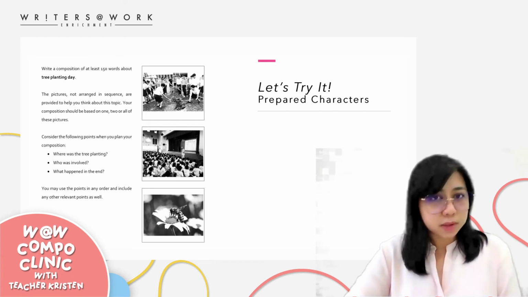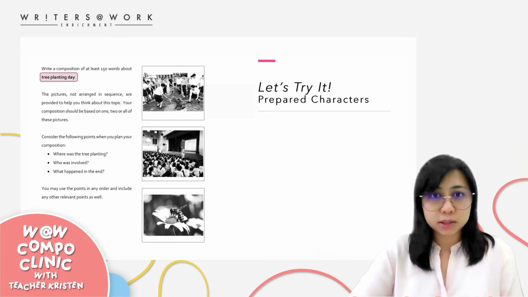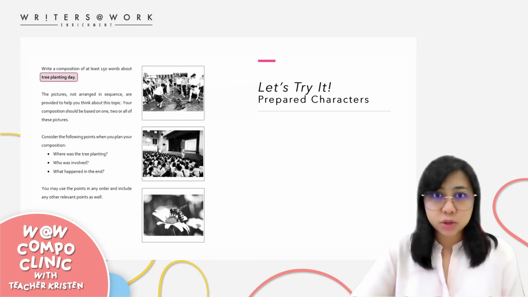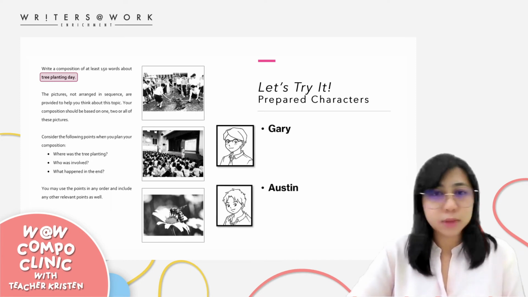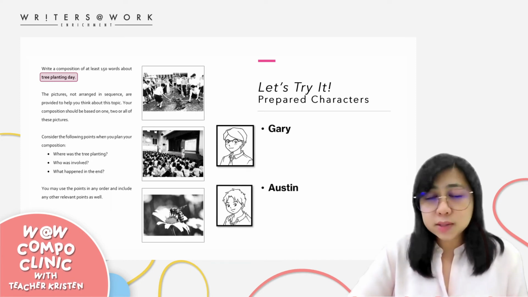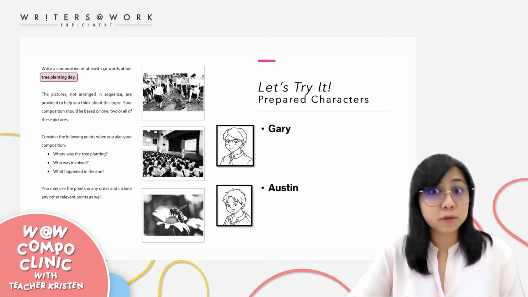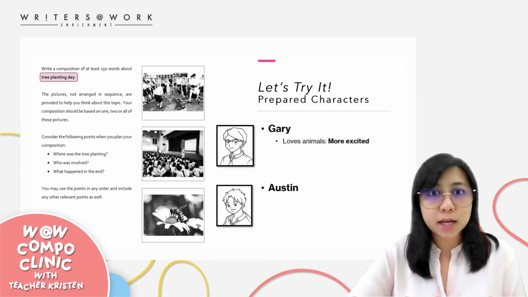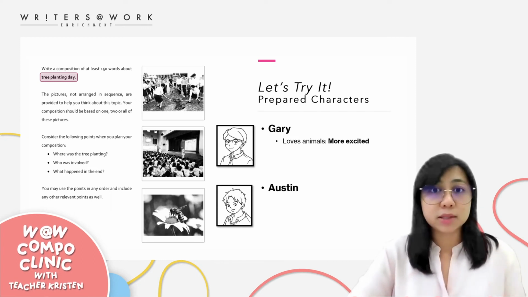Say you have received this composition. Write 150 words about Tree Planting Day. This is a nature composition, so I can use two of my characters. I'll use Gary and I'll use Austin. Since each of these characters has their own personality, they're going to behave in different ways. Gary loves animals and nature. He would be much more excited to attend a tree planting ceremony.